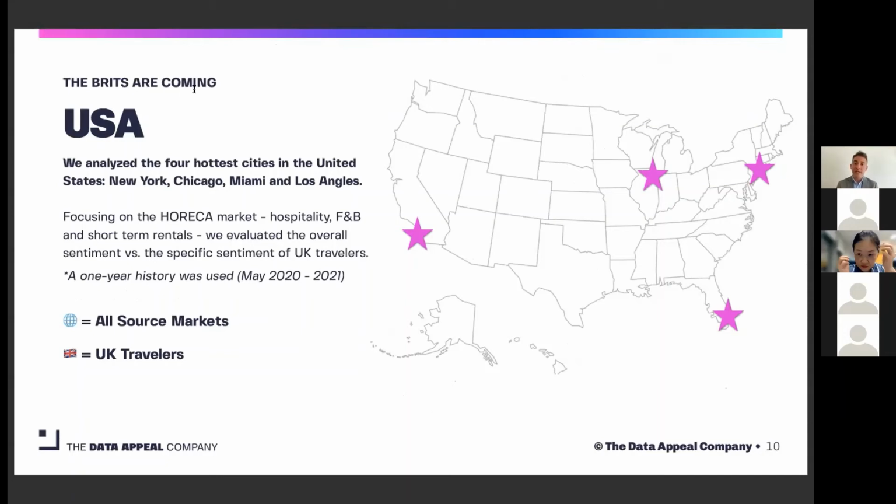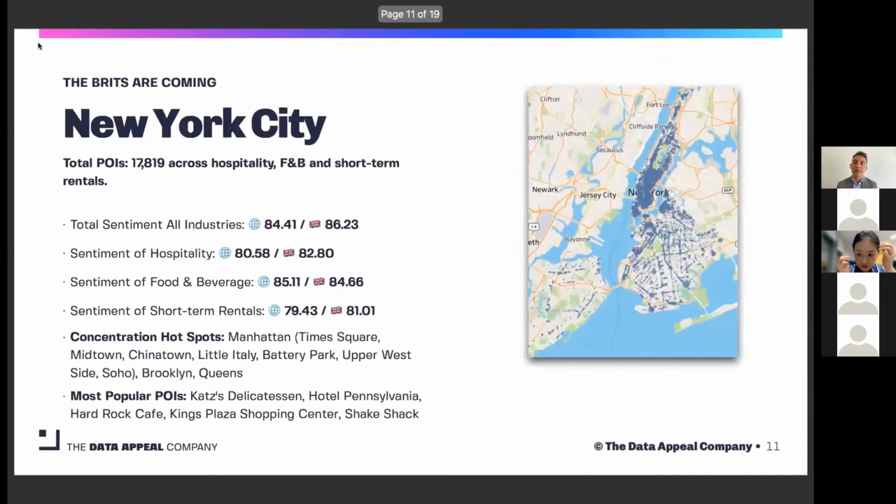So as you can see here, all these blue points that you can see on the map of New York, particularly Manhattan, those are the different points of interest that we have been able to get sentiment on. As you can see, there's over 17,000, almost 18,000 different places that we have been able to put on a map and allocate a sentiment to. And to that, we can drill down into exactly what people are saying.